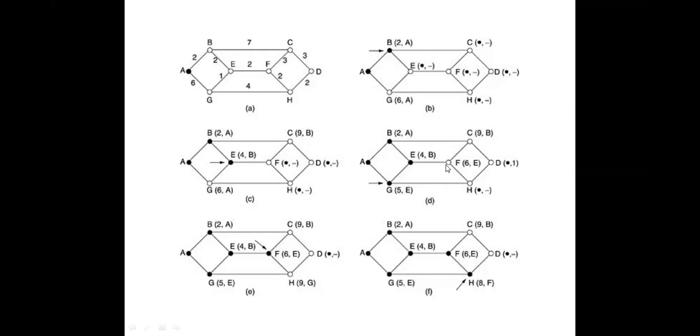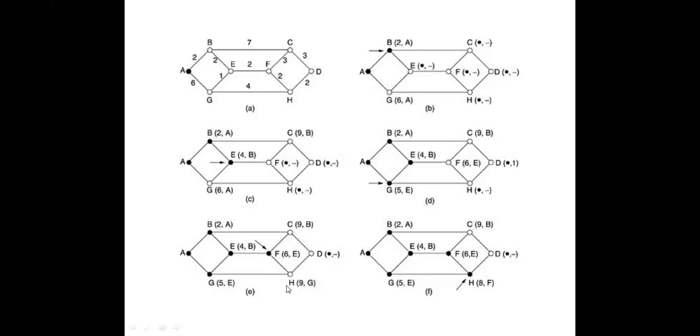And then E to F. E to F is 2. Already B to E is 4. So 4 plus 2, 6. So 6 comma E. Okay. Once you reach here, in which direction do you want to move? F to C or F to H? F to H is 2, but F to C is 3. So I want to move from F to H.